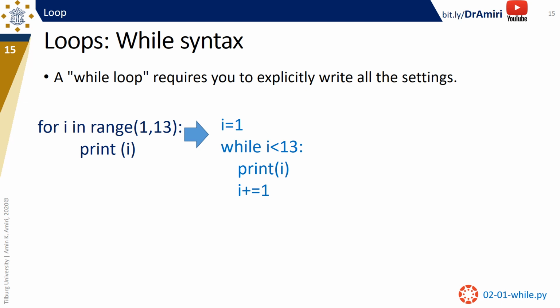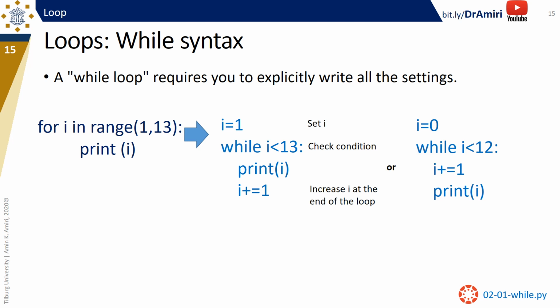So I lower than 13. And then you can write whatever is the content of the loop, the print, but at the end of the loop, you need to increase I by 1. So we set I, then we check the condition in a while clause, we put the content of the for loop there, and at the end of the content of the loop, we need to increase I so that the new I will be checked in the while clause.